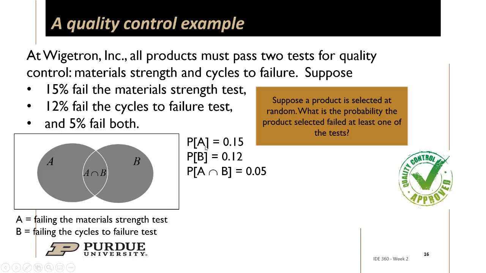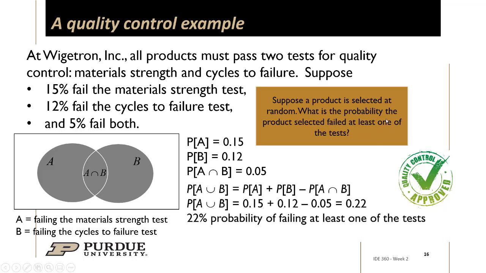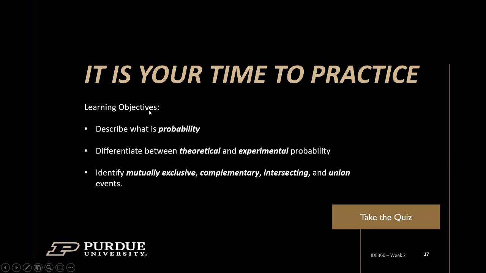So we have that the probability of A is 0.15, the probability of B is 0.12, and the probability of the intersection of them is 0.05. Therefore, calculating the union, which is how we translate having at least one of the tests failed, we do this subtraction of the intersection, and we get a 22% probability of failing at least one of the tests. So it's your time to practice. This is a reminder of the learning objectives. Check your understanding by taking the quiz.